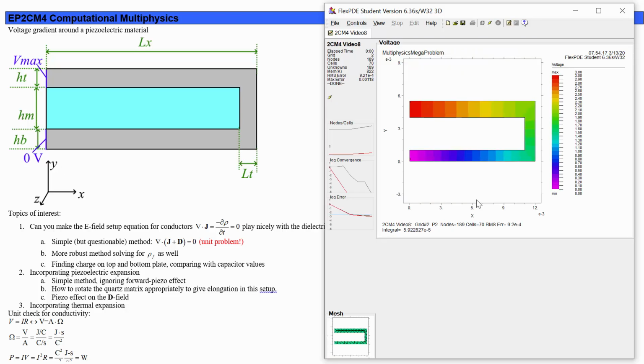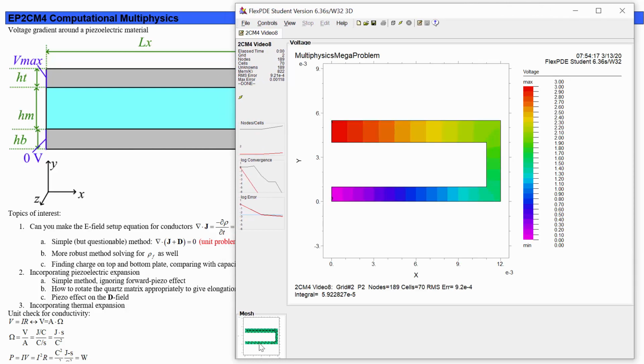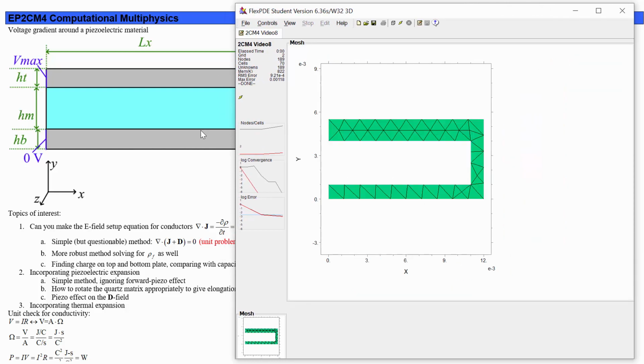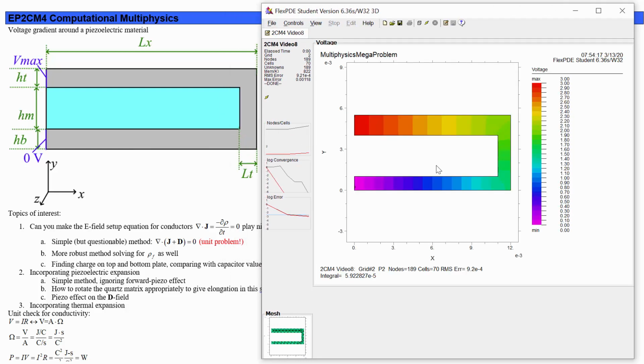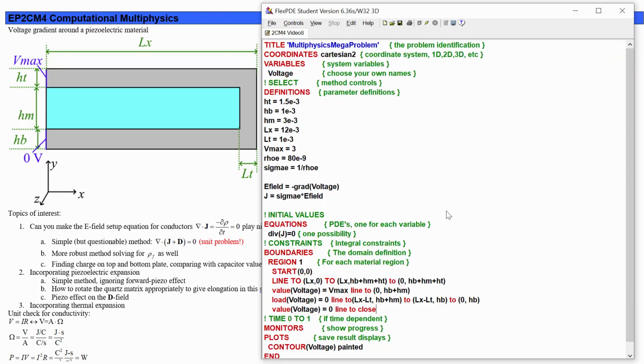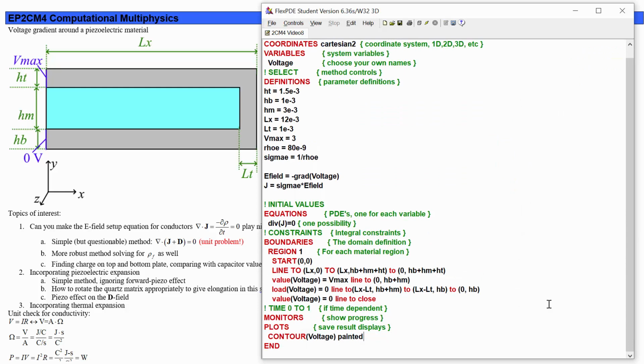Okay, so let's see. Aha, looks good. We've got a voltage set up around the top. And we have something that looks like it resembles what the geometry would be if we had the slightly higher thickness up at the top and this limit over here on the right. Okay. We can also plot what the current is. So let's do a vector plot.